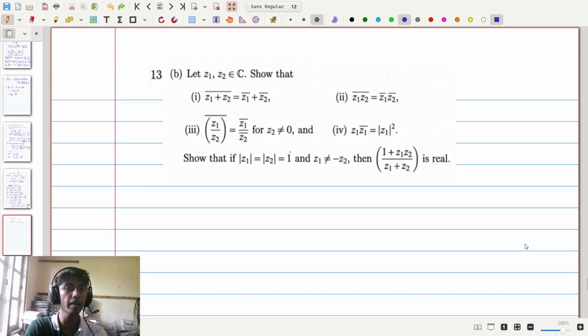2026 A-Level Combined Mathematics Paper 1 Part B, question number 13, Part B. Part A of the same question was discussed in a previous video, link in the top right, and Part C of this question will be discussed in a future video, link in the top right. Part B of this question has to do with complex numbers.